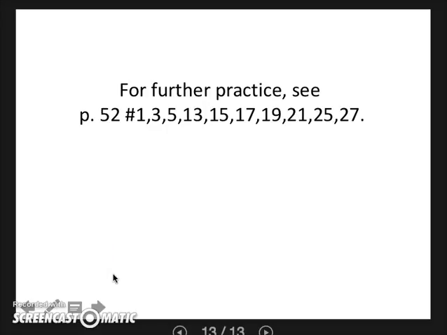For further practice, see page 52 of your book, most of the odd problems listed here.